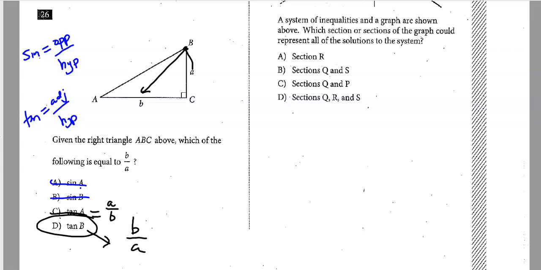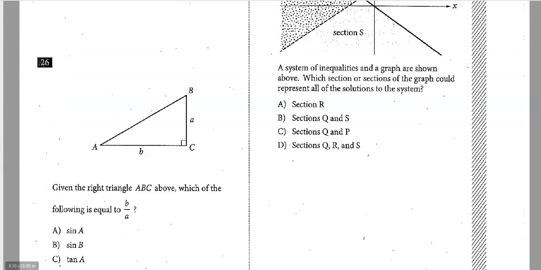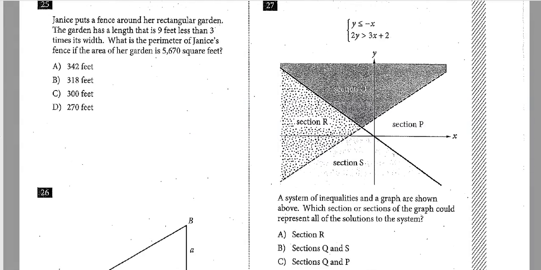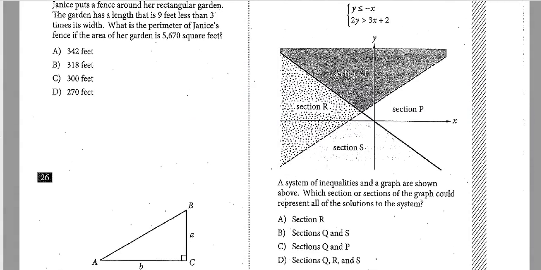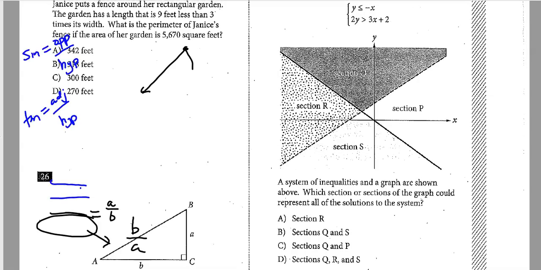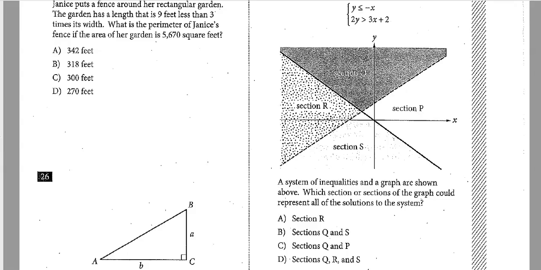is D. All right, moving over here, I have to shrink this down a little bit, number 27. Maybe I can fit it. So this looks like a system of inequalities where there's shading. One thing I want to remind you of is an easy way to shade. So first, let's check this out.